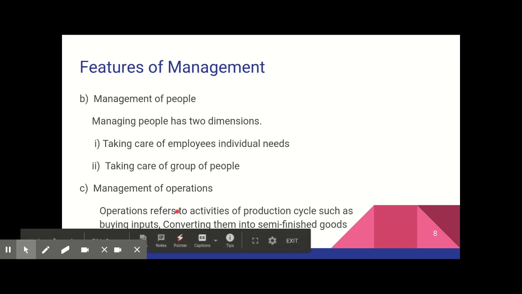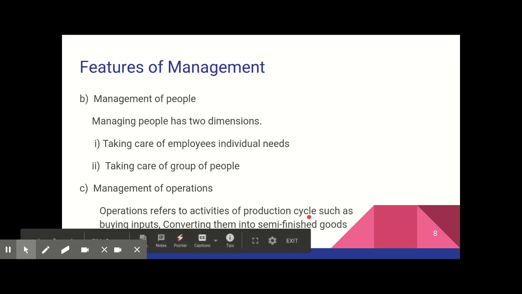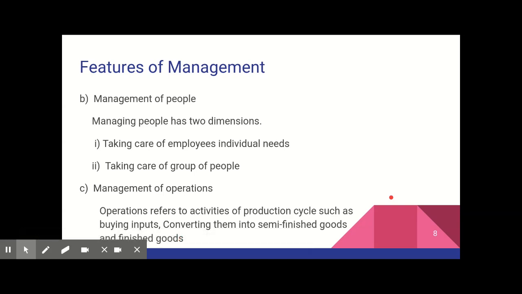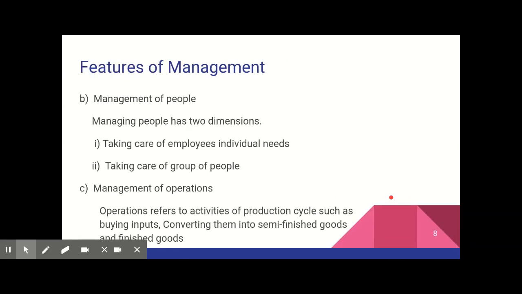Management of operations is production operations, sales operations. Operations refers to activities of production cycles such as buying inputs and converting them into finished products. That is management of a business operation. So management has three dimensions: management of work, the task to be accomplished; management of people, managing the human resource; and management of operations. It starts from buying the input till converting it into finished products. That is the operation.